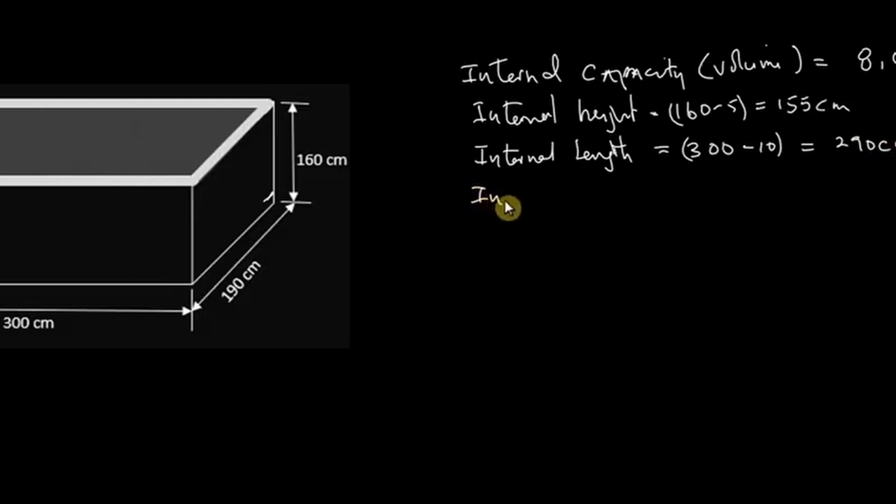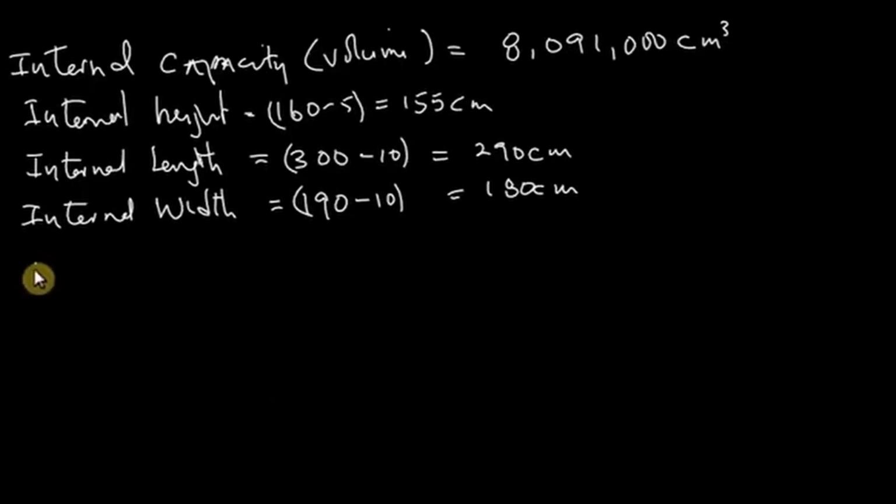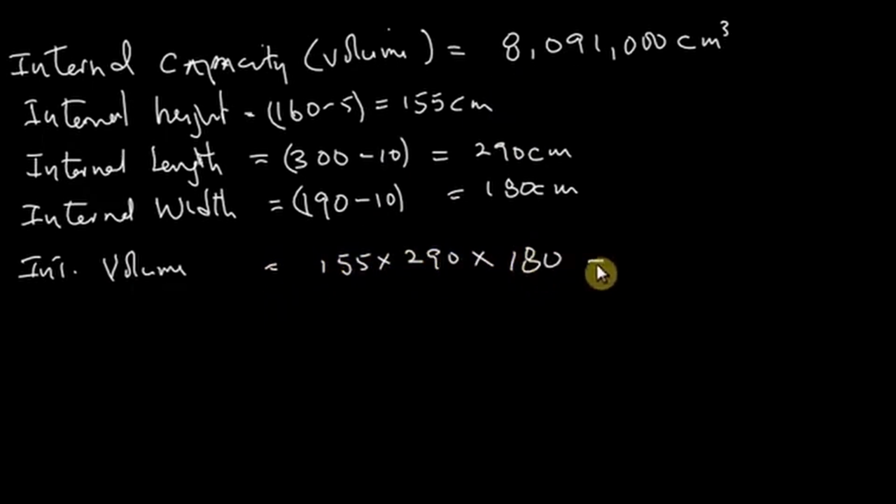And the internal width is equal to, here we have 190 as the width, but 5 cm taken up on one side, 5 cm on the other. So we're losing 10 cm on the width. So it's equal to 190 minus 10, which is equal to 180 cm. And therefore we have the internal dimensions, so we can find the internal volume. So internal volume is equal to 155 times 290 times 180, and that is exactly equal to 8,091,000 cm cubed. That's part 1.